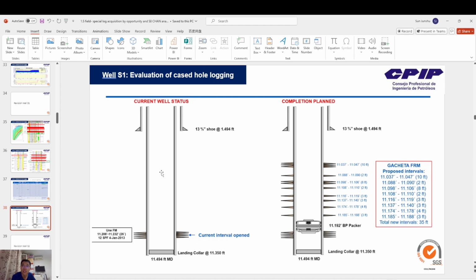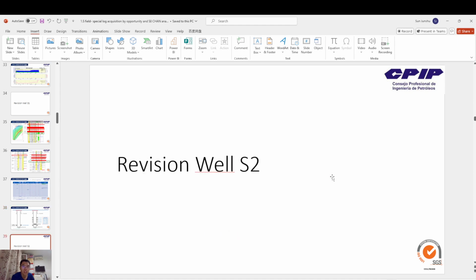This is the current wellbore status producing from Wuni with 26 feet. This is a proposed completion, putting a packer between Gajita and Wuni and opening totally 35 feet in the Gajita.